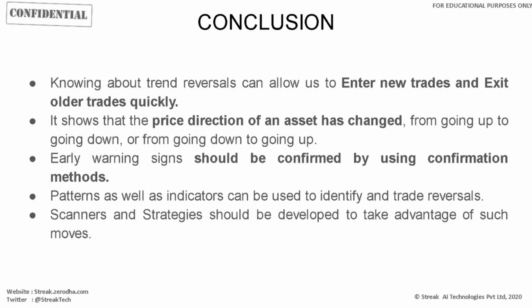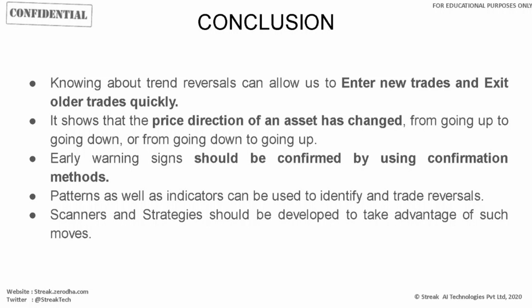It shows that the price direction of an asset has changed from going up to going down, or from going down to going up. So as we discussed earlier in the webinar, when there is a prior prevailing uptrend and it reverses and starts moving towards the downside, it is known as a bearish reversal. Whereas if there is a prior prevailing downtrend which reverses and starts making an uptrend, it is known as a bullish reversal.